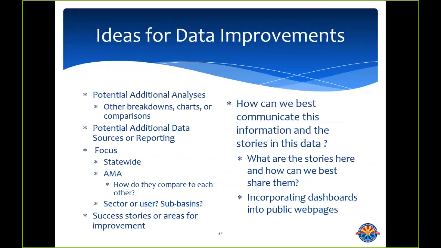What can we do better in terms of communicating the data that we have and helping to shine light on the stories that this data can tell? Are there additional reporting requirements that we should institute? And are there other data sources that we should be looking into? We hope to continue these conversations and continue to get insights from all of you as we move forward in this process.